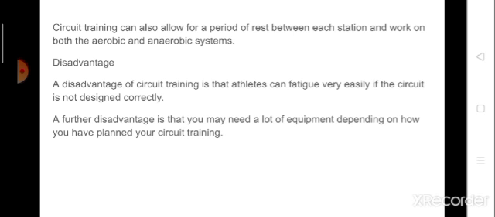Circuit training can also allow for a period of rest between each station and work on both the aerobic and anaerobic systems. Disadvantage. A disadvantage of circuit training is that an athlete can fatigue very easily if the circuit is not designed correctly. A further disadvantage is that you may need a lot of equipment depending on how you have planned your circuit training.